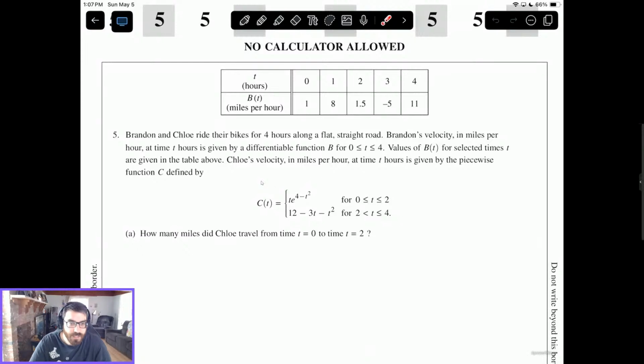All right, so let's read the FRQ. It says, Brandon and Chloe ride their bikes for 4 hours along a straight, flat road. Brandon's velocity in miles per hour at time t is given by a differentiable function b between 0 and 4. Values of b of t for selected times t are given in the table above. So this table right here looks as though it's Brandon's velocity. Also, it's given as a differentiable function.